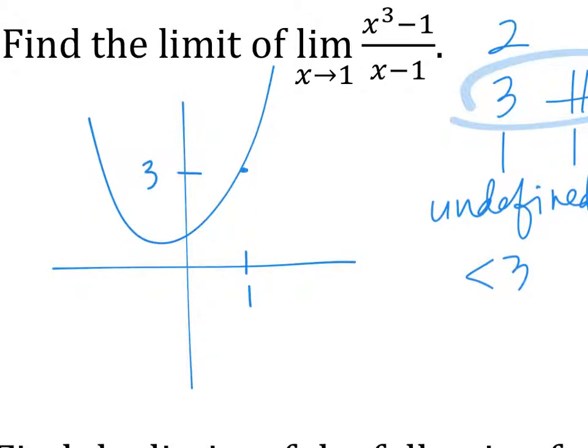3. When x is going to 1, y is trying to get to 3. It's just not going to equal 3, but it's close to 3. So that's what limit means. It's close to 3.